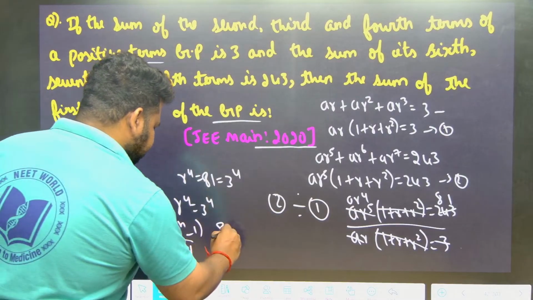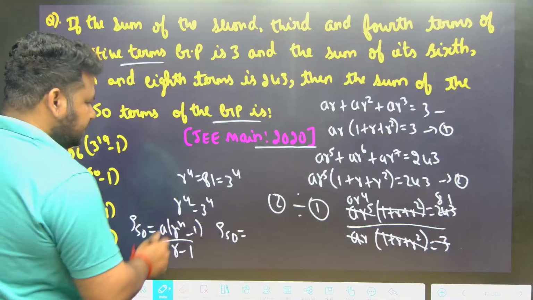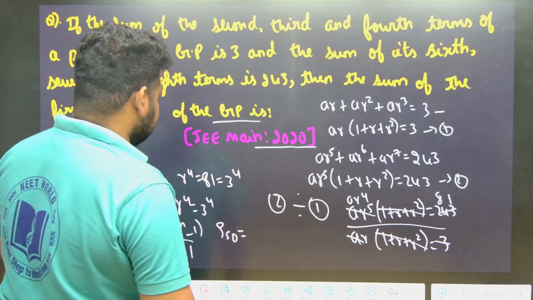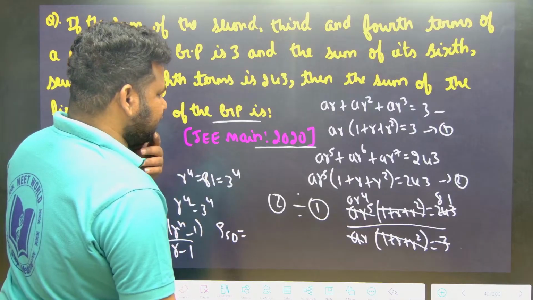So S50 means it will become A into... what is the value of A here? Okay, so we have to find out the value of A, right? What is the value of A here?